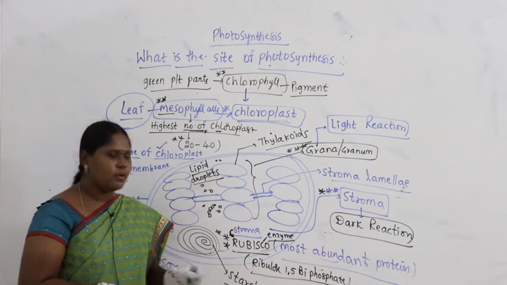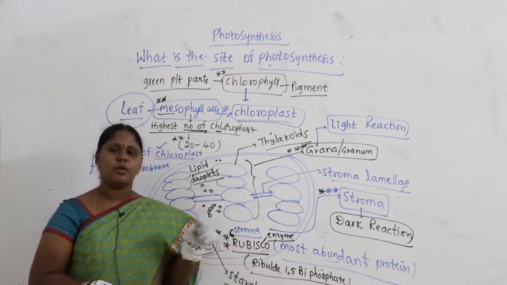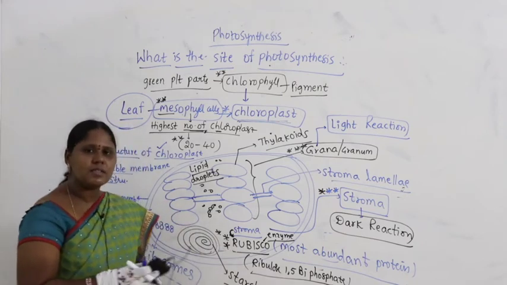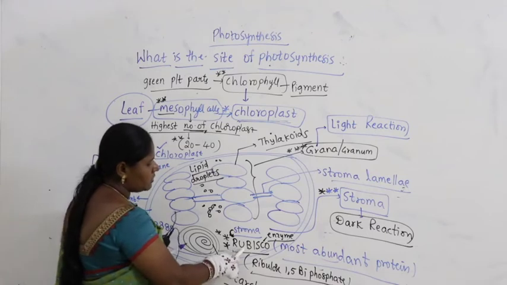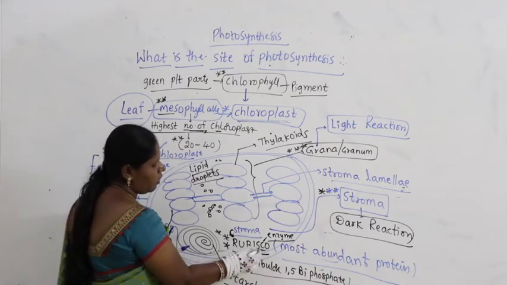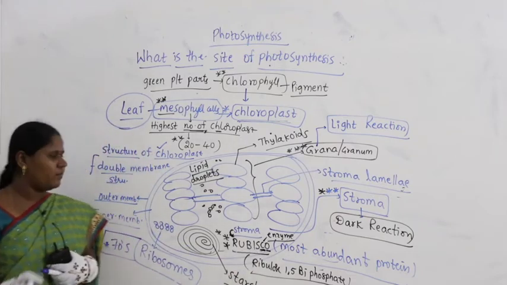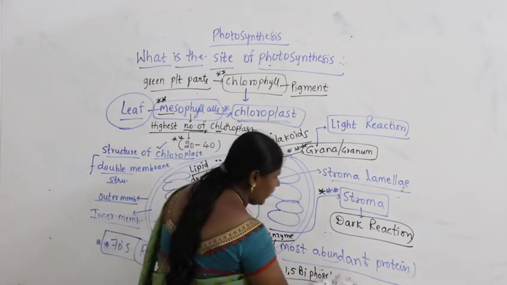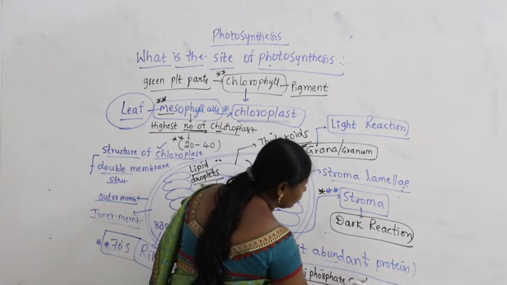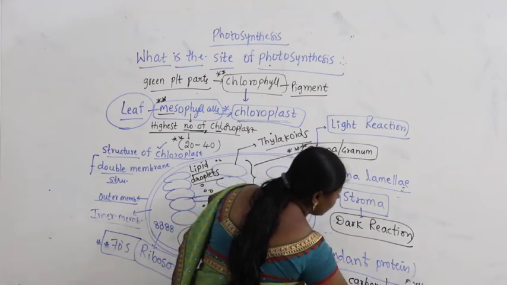So, what is the compound? Ribulose 1,5-bisphosphate. This requires a protein, a protein acting as an enzyme. What is that enzyme? Rubisco. What is this rubisco? Ribulose bisphosphate, C for carboxylase, O for oxygenase. Let me write the enzyme name here. C for carboxylase and O for oxygenase.